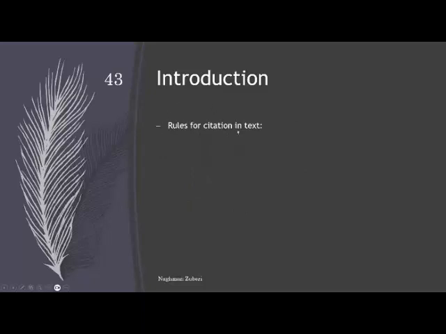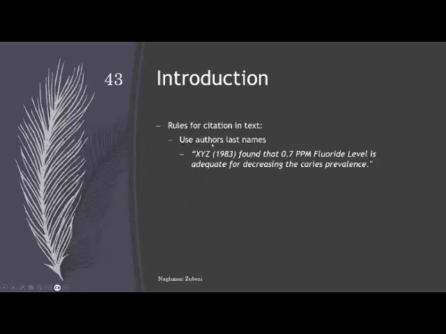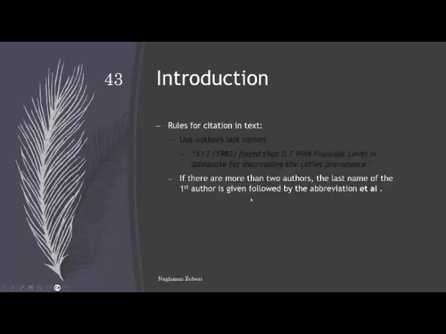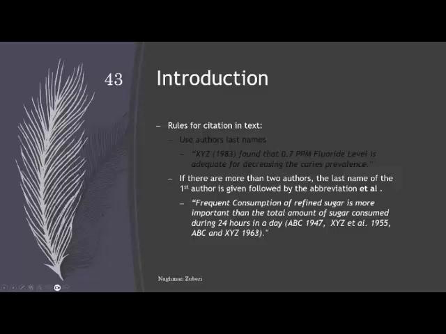Rules for citation in text. Use authors' last names, like XYZ 1983 found that 0.7 ppm fluoride level is adequate for decreasing the caries prevalence. Just giving you an example. If there are more than two authors, then the last name of the first author is given followed by the abbreviation et al. Like this over here.